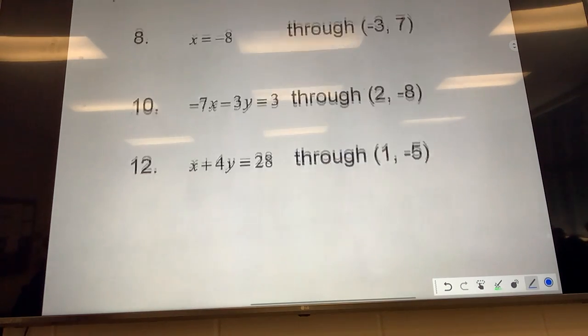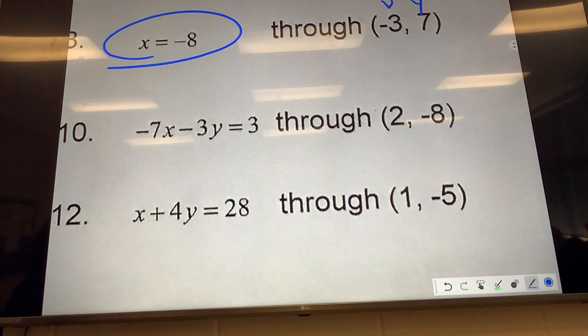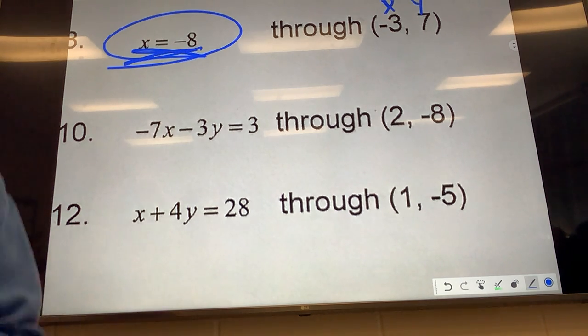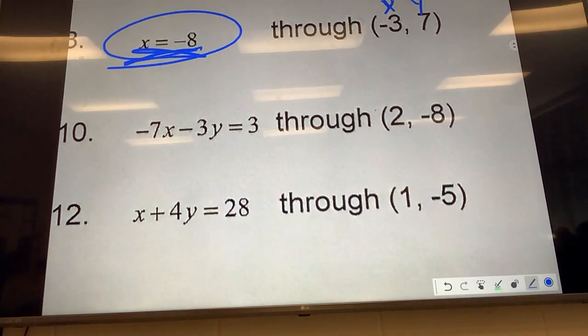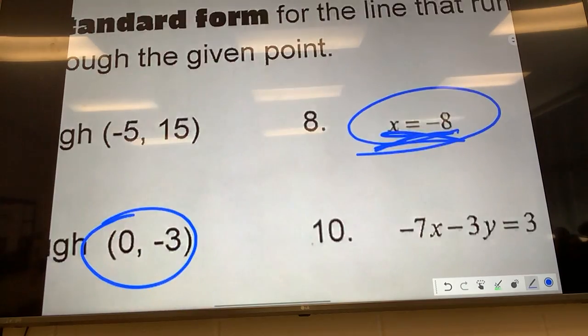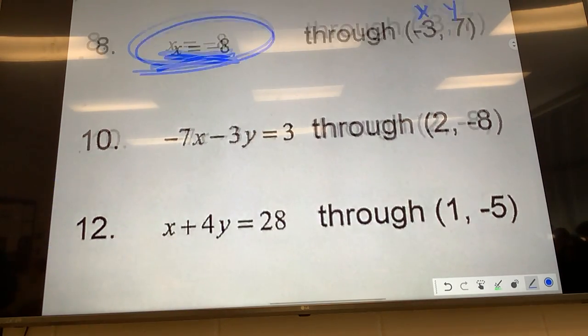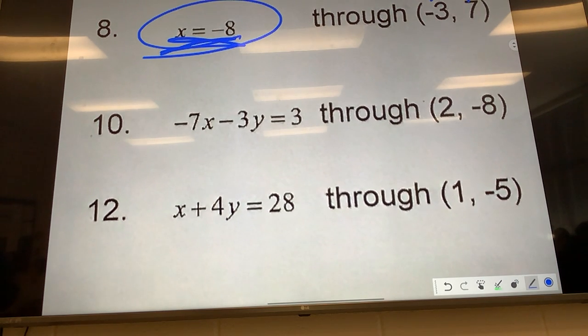Let's look at this problem number 8. Now, they're not going to give me an m this time. They're telling me it's parallel to that, going through this x and this y. Parallel to that? What does that mean? Is it parallel or perp? I'm sorry, perpendicular. There's the same one at the top. Oh, is it for all of them? Okay, that's okay, I'm going to do that one. It's perpendicular to x equals negative 8.